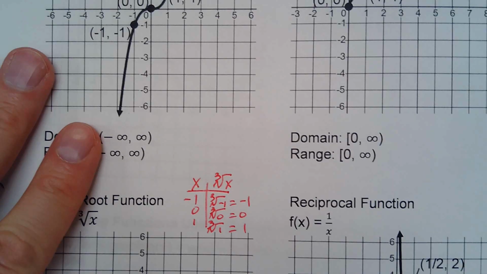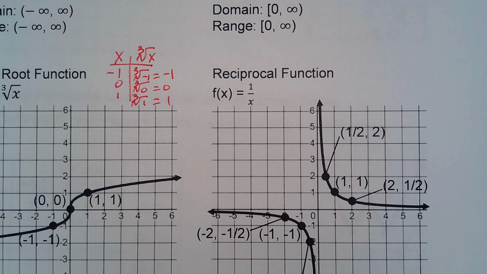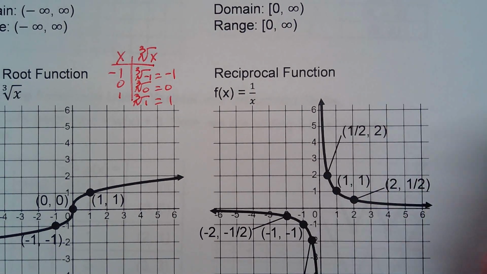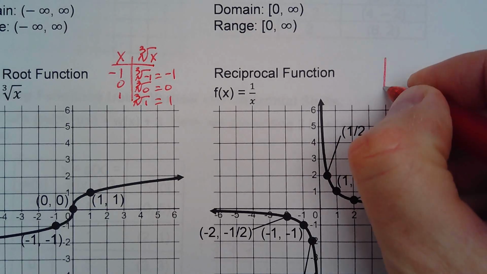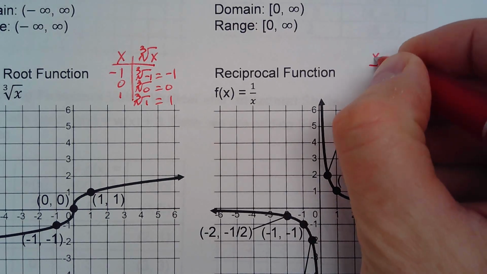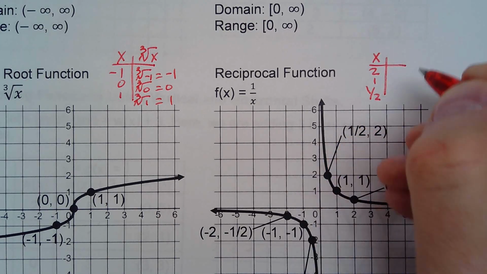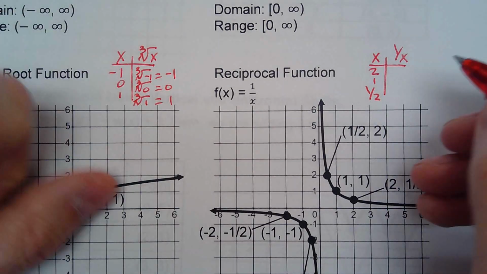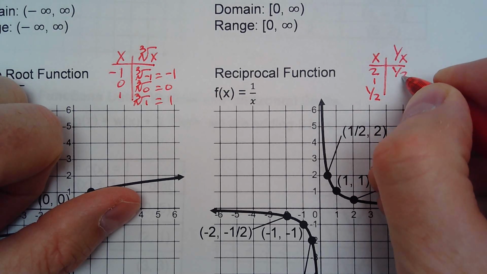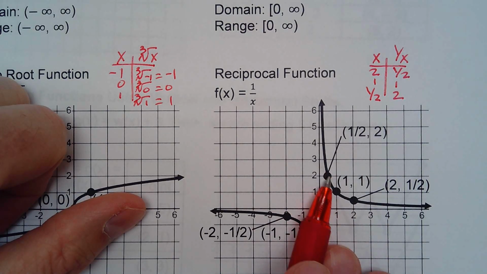Next one is the reciprocal function. F of x equals 1 over x. Notice this is undefined when x equals 0. So in terms of my domain and range, if I kind of plot some points here, and I'm just going to kind of look at this side for a minute. If I were to take my x value, let's take x equals 2, 1 and a half. 1 over x means I flip it over upside down, so that 2 becomes 1/2. 1 becomes 1, 1/2 becomes 2. So we get these points here.